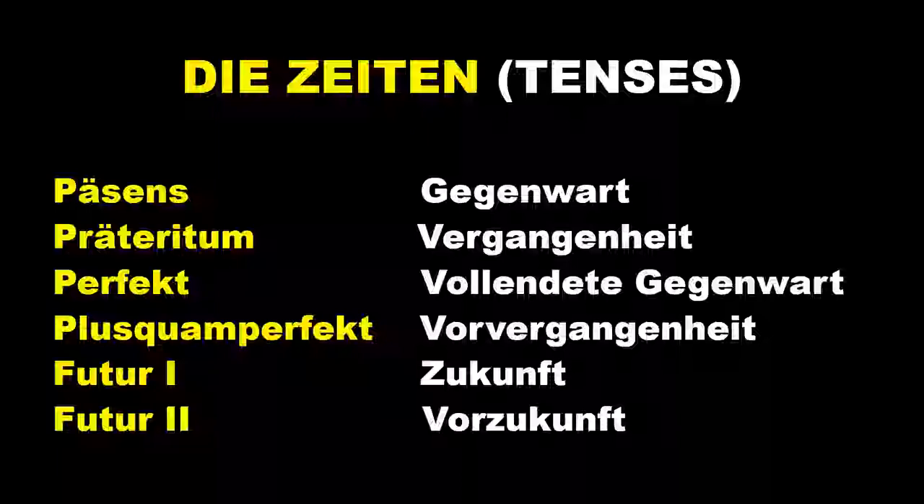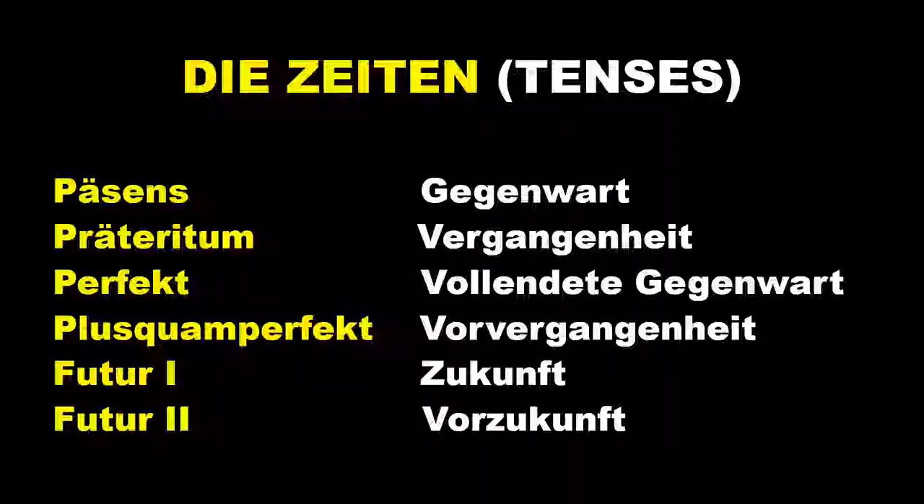Then comes Perfekt, which in German we call Vollendete Gegenwart. Almost ending of the present. The job is almost done right now, recently done. That is perfect, as we know in English, the same meaning. Next comes Plusquamperfekt, that is past perfect, which in German is Vorvergangenheit. As we know, Präteritum, we said Vergangenheit, which is already gone, which has already happened, past. And now before past, what we call past perfect. So in German we call it Vorvergangenheit.